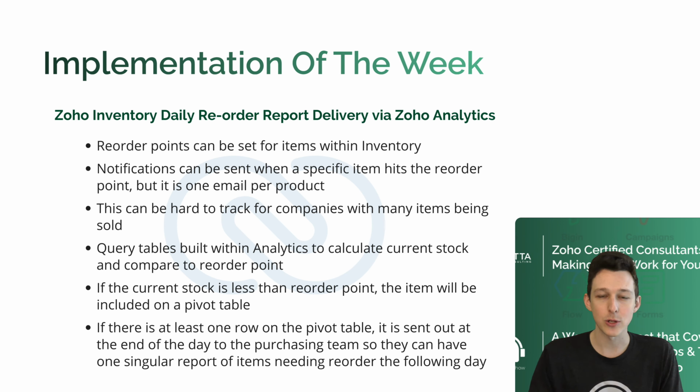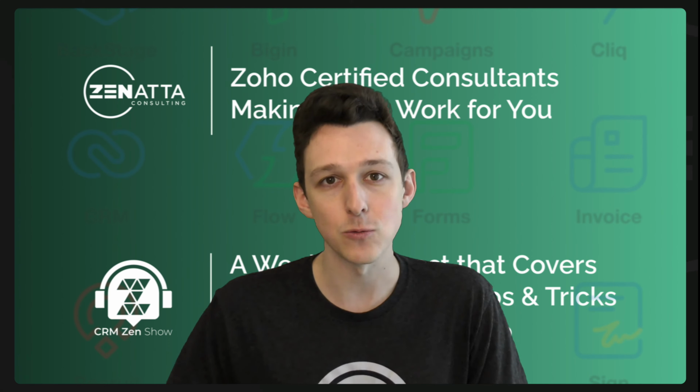That query also includes the reorder point, and then we built some logic into the table to basically say if that current stock on hand is below the reorder point, define it as a reorderable item. And then we built a summary table inside of Analytics that looks at all items that are currently reorderable. That report can be viewed at any point in time, but it's also scheduled to be delivered, I think on a daily basis, to the purchasing team. It can go out to more than one person at the same time, unlike within Zoho Inventory, and they'll get one email that contains all products that need to be reordered.